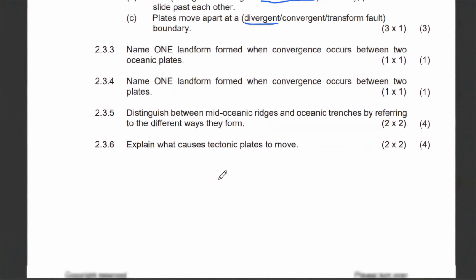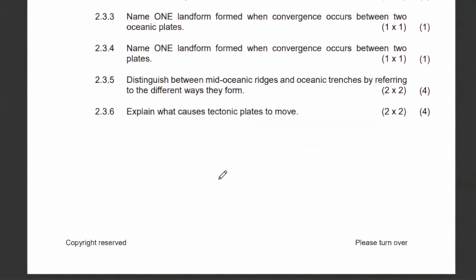Then number 233, name one landform formed when convergence occurs between two oceanic plates. When two oceanic plates converge or collide, they result in the formation of what are called the island arcs, or what are also called the volcanic islands.